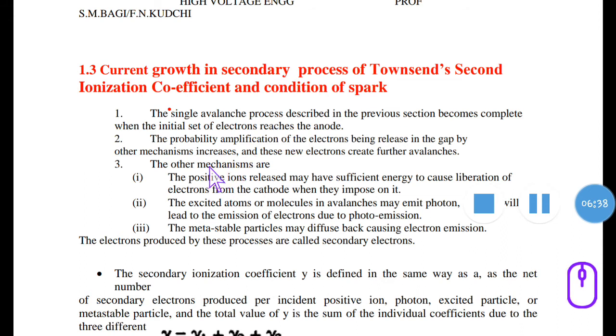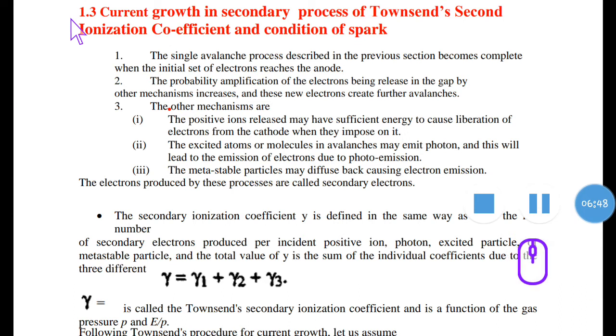Now it will multiply. The probability of amplification of electrons will take place, which will give rise to the mechanism. The main thing that takes place is that when positive ions are released with sufficient energy from the cathode, it again continues the process and electrons are produced. Whatever excited atoms or molecules are in the avalanche process will again emit photons, which again leads to the emission of electrons. Whatever metastable particles are there will diffuse back and collision will take place again.